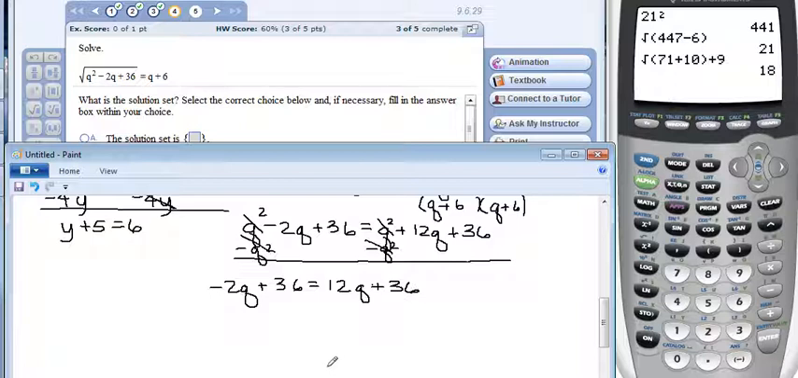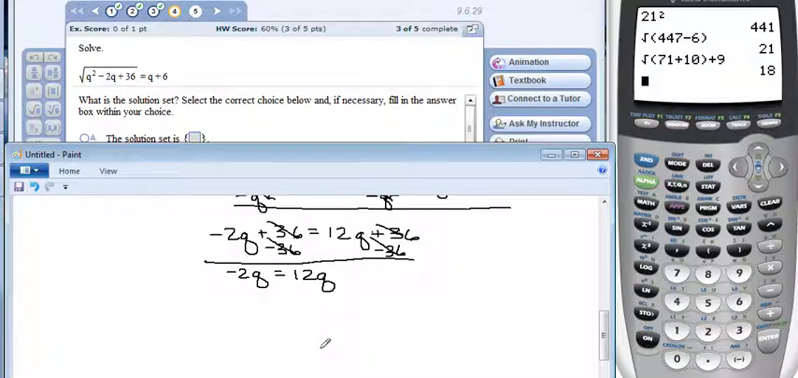Now I want to subtract my 36 across, which will get rid of these two and these two. So I have negative 2q is equal to 12q. So I'm going to get my q terms together, plus 2 q's. This becomes a 0, and I've got 14 q's here, and I divide through by 14. So q has to be equal to 0.